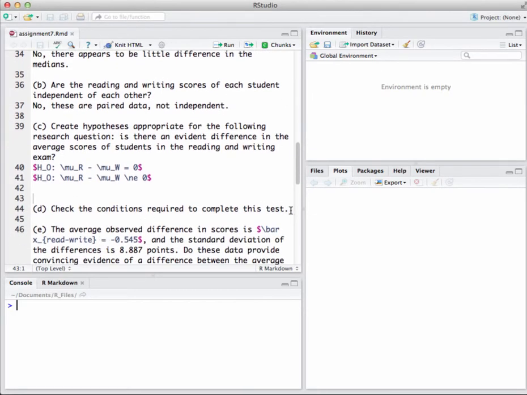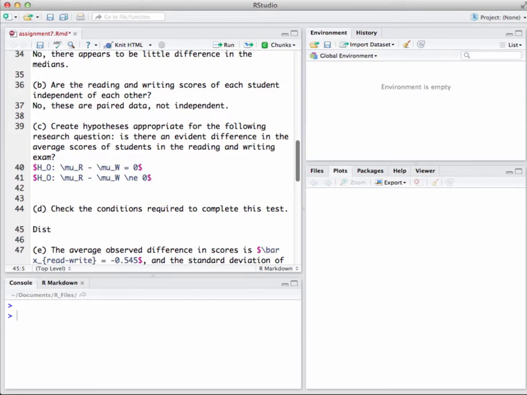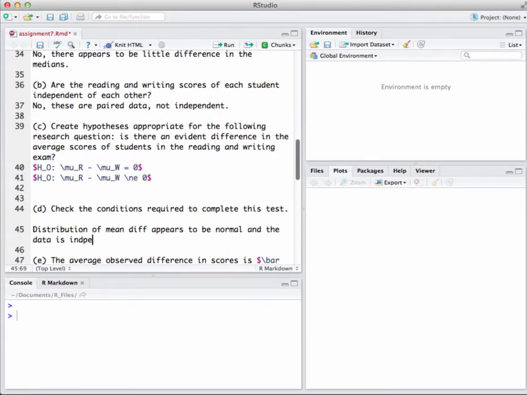So check the conditions required to complete this test, okay? So what do we know about checking the conditions for this test? Well, first one, and we've already actually discussed this in the opening part of the problem here, is does the mean of the differences look normal, okay? And so the distribution, as best as we can tell, of mean differences appears to be normal, which, since this is actually a really large sample size, we could really relax that constraint. And the data is independent.